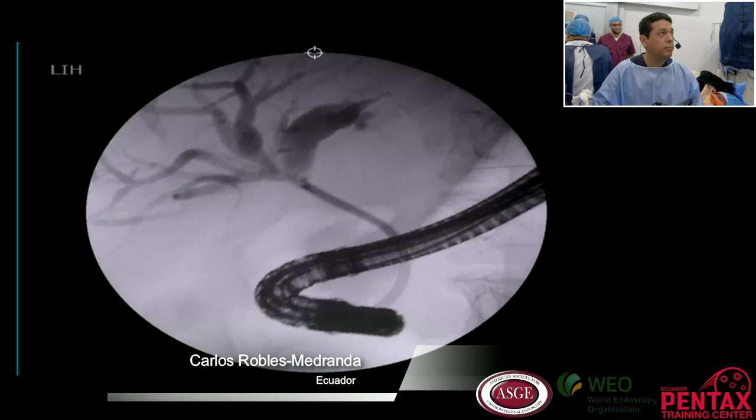So what we found today, as you can see here, we have an important dilation of the biliary tract, the left intrahepatic biliary tract. But the problem of this patient is that she also has a stenosis from the common bile duct, as you can see here. So now I am using cholangioscopy with the spyglass.